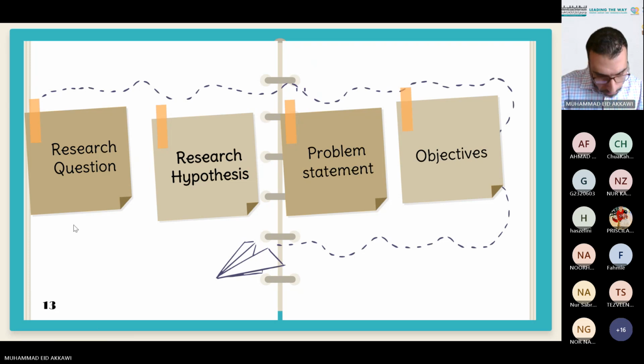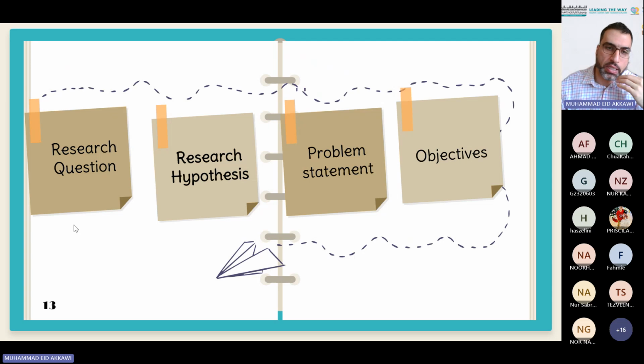So last thing, I believe it's good to contrast the difference between these terms, because maybe it will be blurred for some of the students. What is the difference between all these terms? We talked about the problem statement and objectives. What about the research question? What about the research hypothesis?